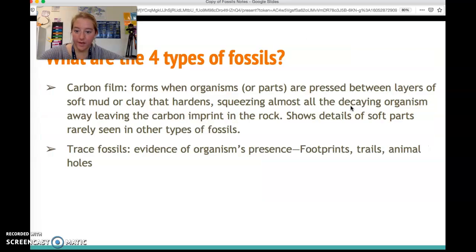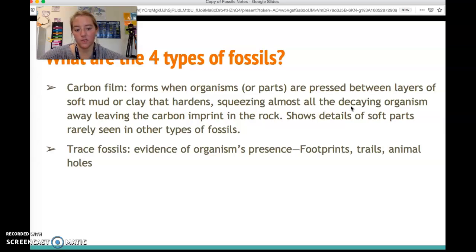Okay, another of our 4 types, so this is our third and fourth. Debatably, I think molds and casts was one group, so there might be 5, depending on how you look at it. But our carbon films are another example.